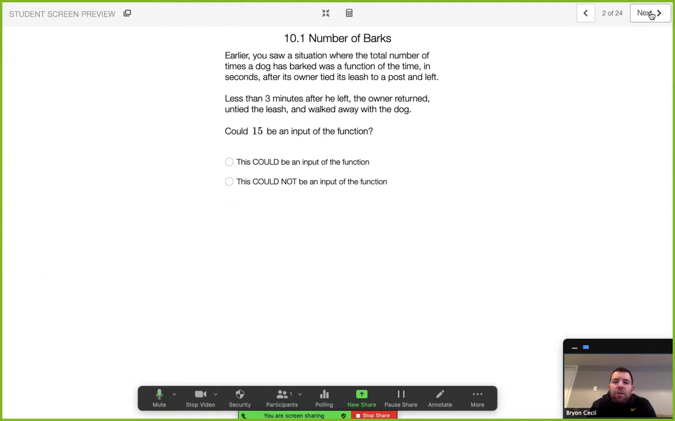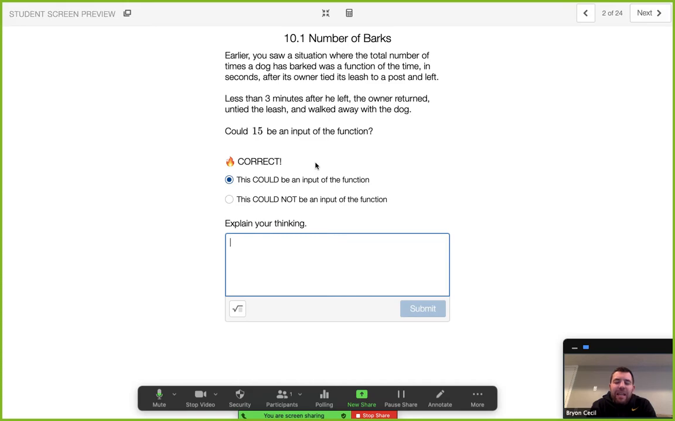Earlier you saw a situation where the total number of times a dog barked was a function of the time in seconds after its owner tied its leash to a post and left. Less than 3 minutes after he left, the owner returned, untied the leash, and walked away. Could 15 be an input of the function? Yes, it could, because we're talking about the input, and the dog barking is a function of time. Time is in seconds, that's going to be your x-axis, so 15 could be an input there.